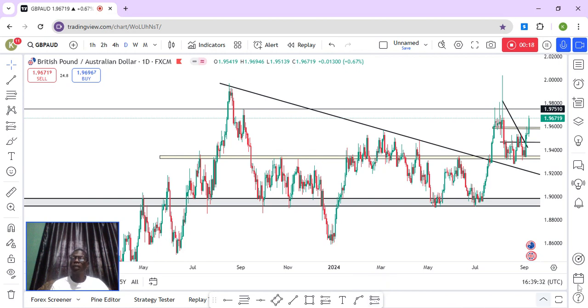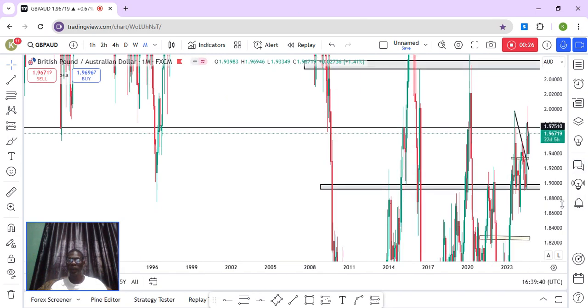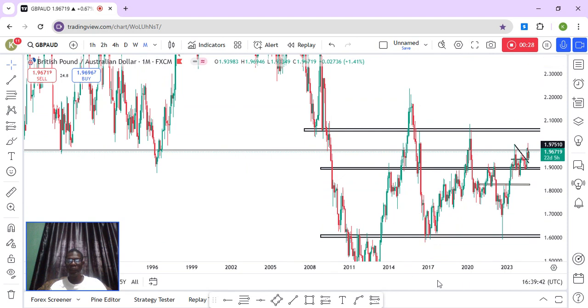Actually, what happened on GBPAUD was that, let me scale over to the monthly time frame and see the bigger picture of what's happening in the market. This is a double bottom on the monthly time frame. The first leg was at 2017 and the second leg was at 2023.